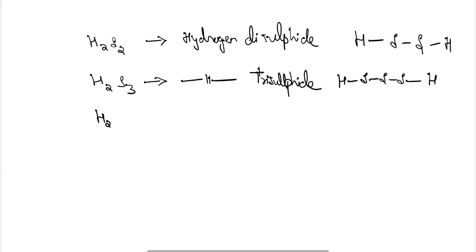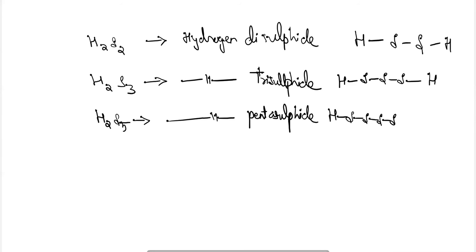Next, H2S5, hydrogen pentasulfide. 5 sulfur atoms are connected with each other forming persulfide bonds, and 2 hydrogen atoms connect with these 5 sulfur atoms, forming hydrogen pentasulfide.